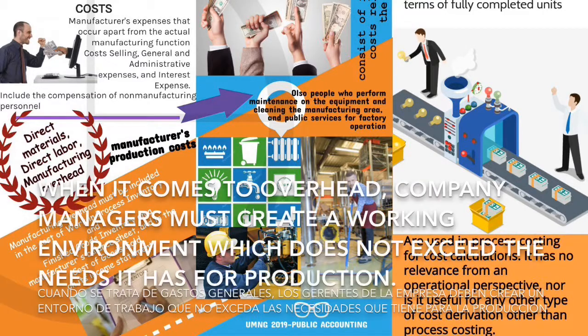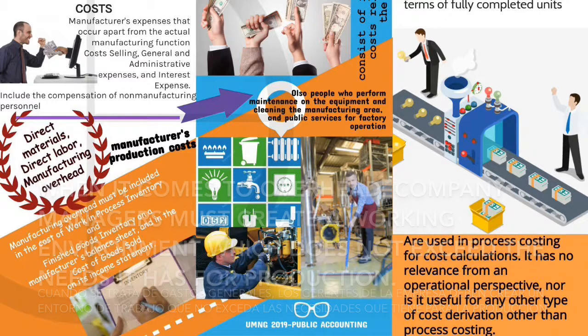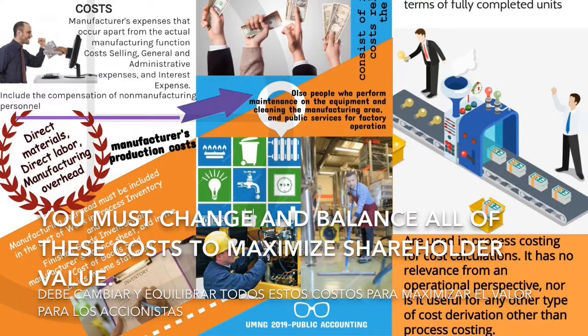When it comes to overhead, company managers must create a working environment which does not accept waste beyond the needs it has for production. You must change and balance these costs to maximize shareholder value.